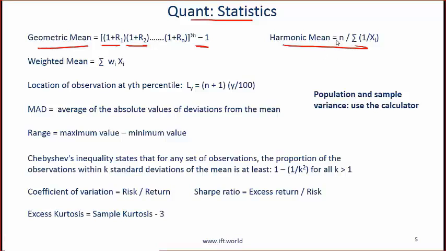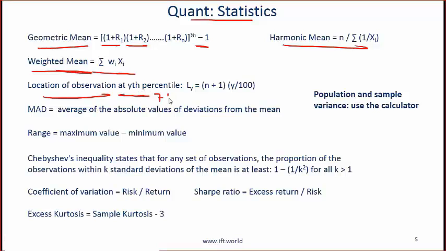So if you are taking the harmonic mean of 3 numbers, n is 3, and then it is divided by the sum of the reciprocals. The weighted mean, this is type 1 or type 2, so it is simply the weighted average of all the different numbers. Location of observation at yth percentile.